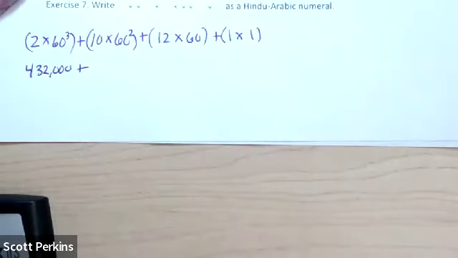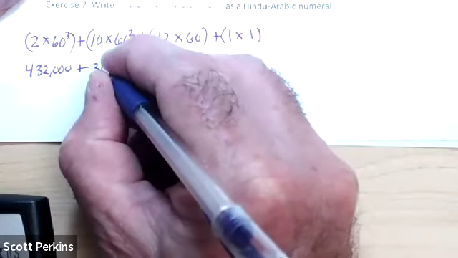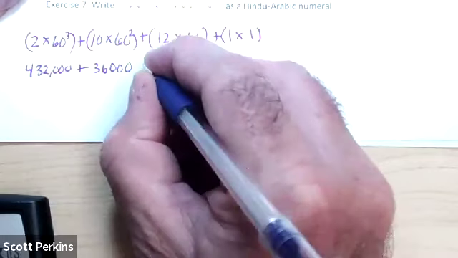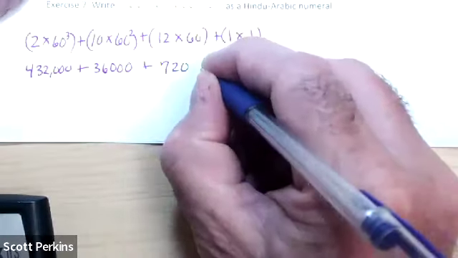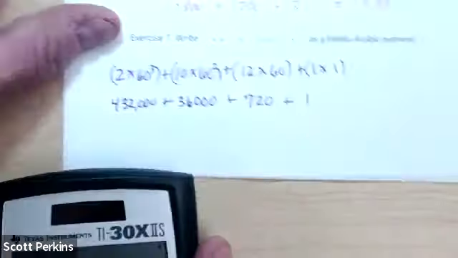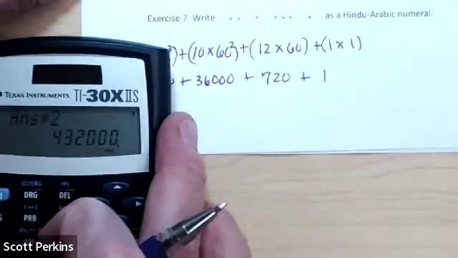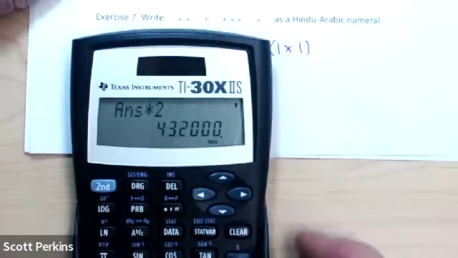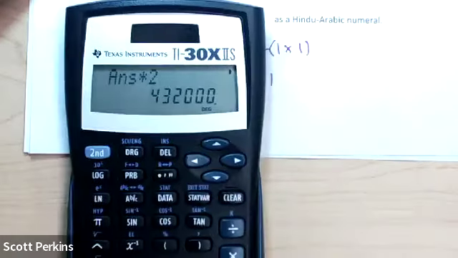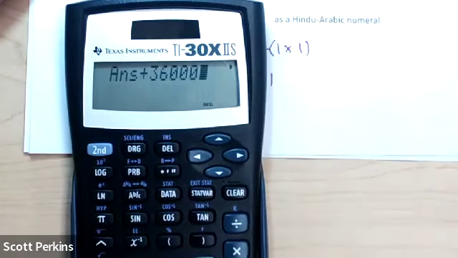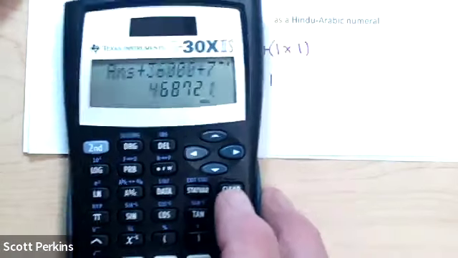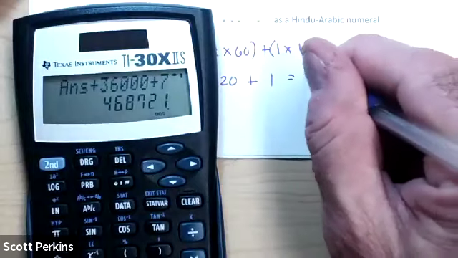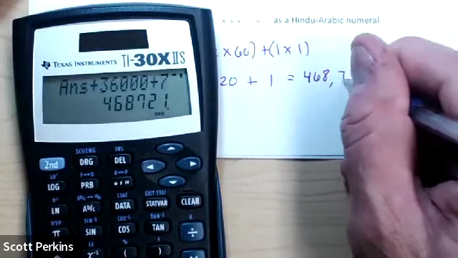Plus 10 times 60 squared. 60 squared is 3,600. So that is going to be 36,000. 12 times 60 is going to be 720, and 1 times 1 is 1. And now my last thing I'm going to do is I am going to add up those numbers. So I have the 432,000 plus 36,000 plus 720 plus 1, and that equals 468,721.